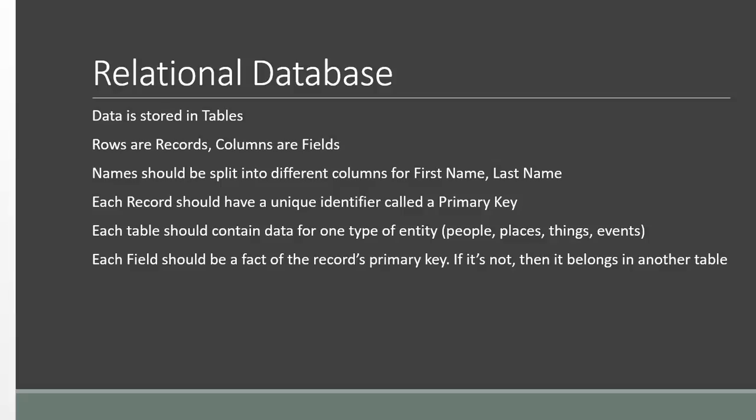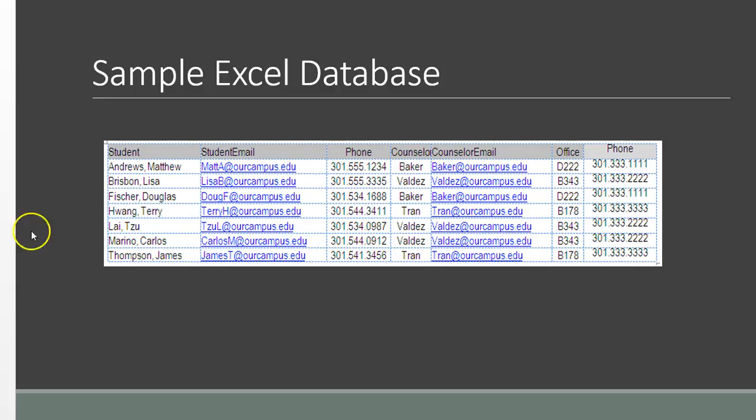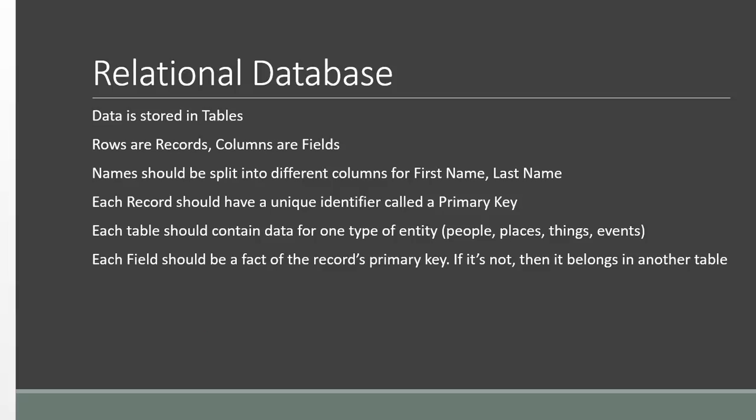So if I go back to what you saw previously, the rows are considered a record. So there's 1, 2, 3, 4, 5, 6, 7 records. And then the fields are your columns. So there's 1, 2, 3, 4, 5, 6, 7 fields in this particular example.